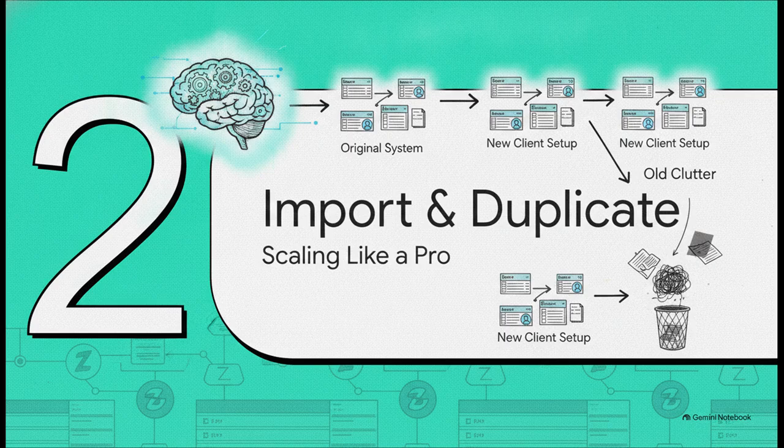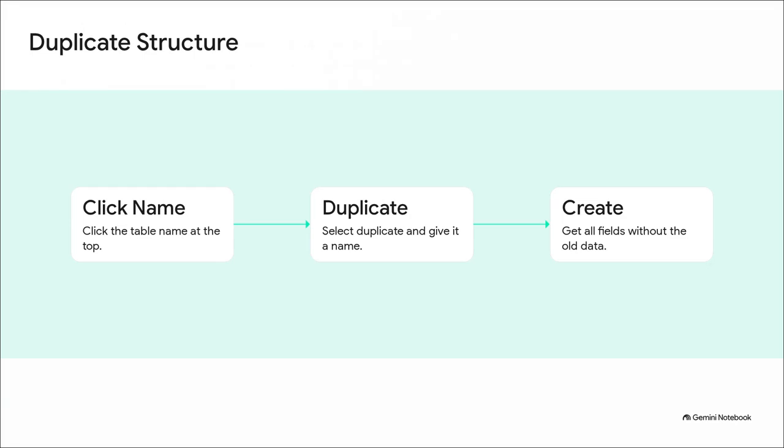Section 2. Imports and duplicate structures, scaling like a pro. Speaking of scale, let's talk about duplicating your genius setups for new clients without bringing over all the old cluttered data. When you build the perfect system, you obviously want to reuse it, right? Say you built a brilliant table for a retail client, complete with order tracking fields, statuses, all their customer details. Suddenly, they open a second store and need the exact same setup.